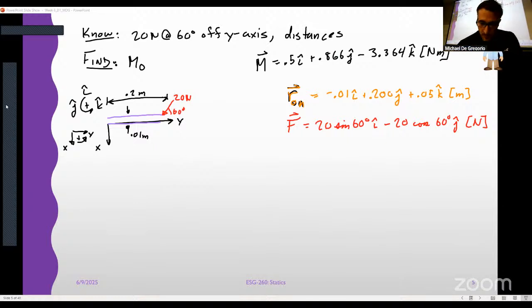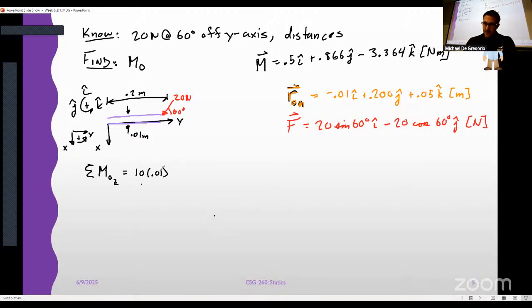So if I want the moment here, this will be the moment about O in the Z direction. And it's really the sum of the moments about O. In order to get the resultant moment, we just add up all the moments that occur here, right? And so what do we end up with? Well, 10 times 0.01, right?